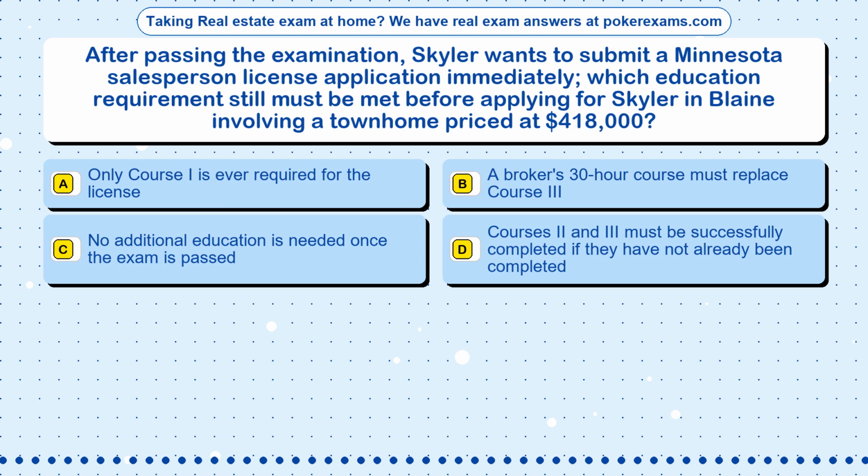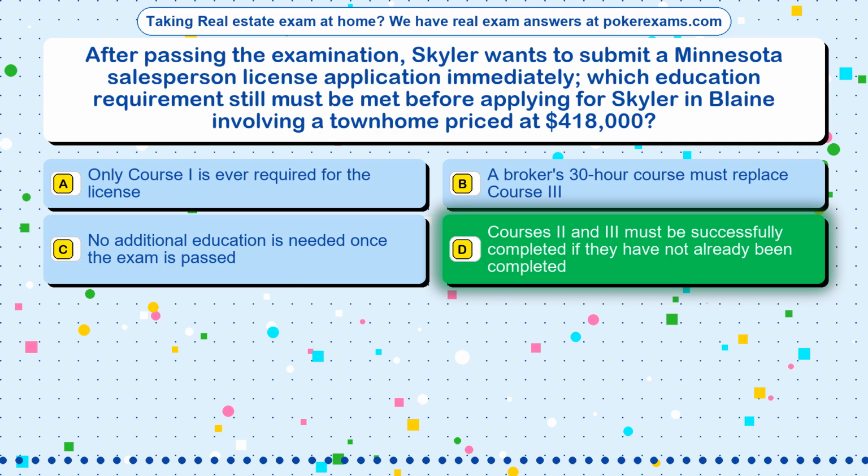Question 76. After passing the examination, Skylar wants to submit a Minnesota salesperson license application immediately. Which education requirement still must be met before applying for Skylar and Blaine involving a townhome priced at $418,000? Option A. Only course 1 is ever required for the license. Option B. A broker's 30-hour course must replace course 3. Option C. No additional education is needed once the exam is passed. Option D. Courses 2 and 3 must be successfully completed if they have not already been completed.